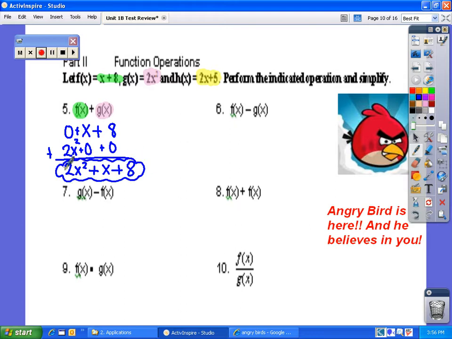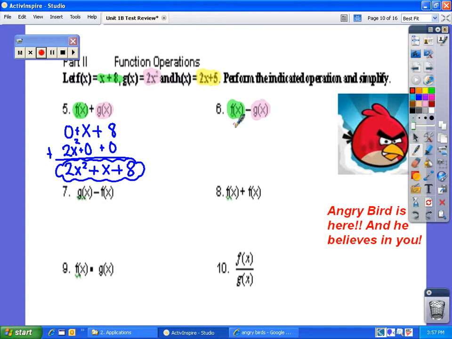Alright, our next one is f of x minus g of x. Now, you'll notice that the numbers to my questions will be a little different than yours, but the questions will be the same. So don't get confused if you're like, she's on number 6 and I'm on 22. So it's basically the same thing.